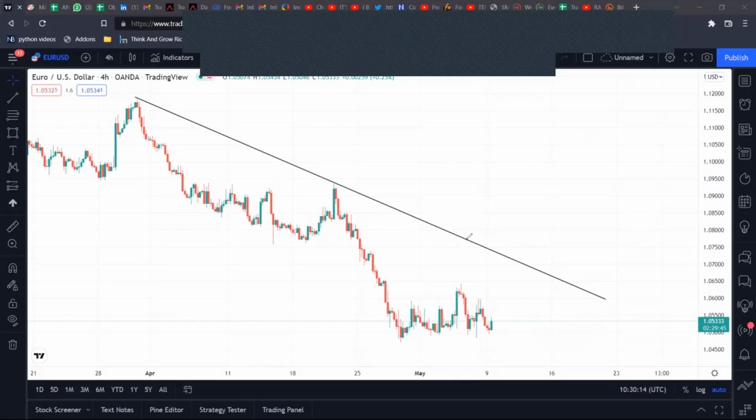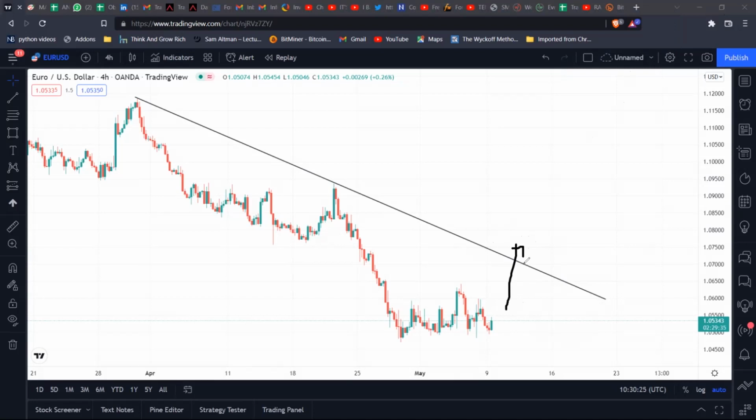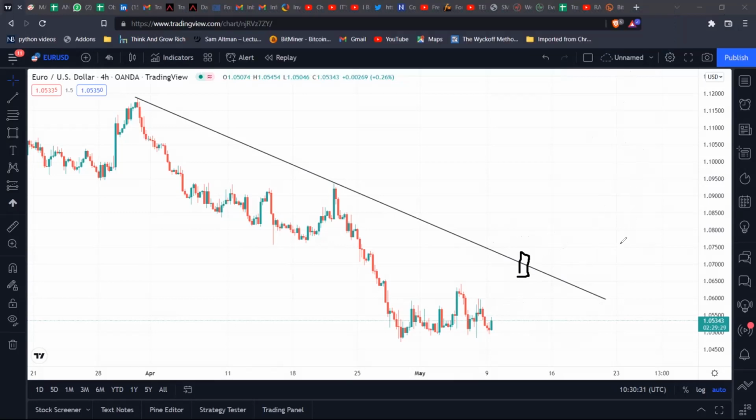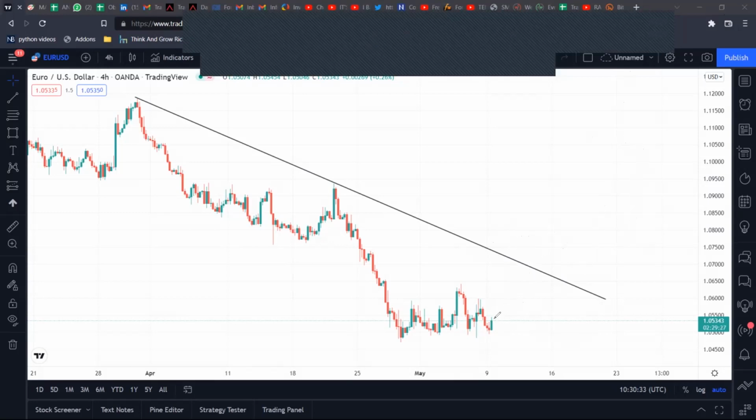Now, a break above it for me would be at least a 4-hour candle close. A 1-hour candle close above here is not enough. I want to see at least a 4-hour candle close above, and preferably a daily candle close above, to then start looking for buying opportunities, right? You can look to participate in short-term swings, and if you're looking for short-term scalps, obviously keep your risk tight.